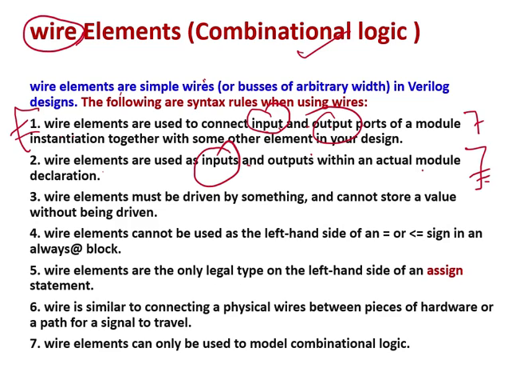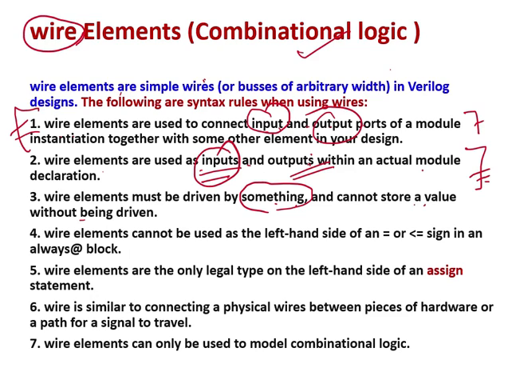Okay, for the module, wire elements are used for inputs, and they can also be used for output. Wire elements must be driven by something. A wire element is always driven by something, and it doesn't store anything. That means if you are not driving it, you cannot store anything. A REG type can store.